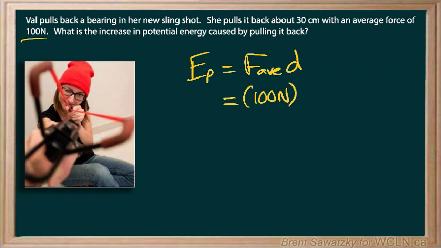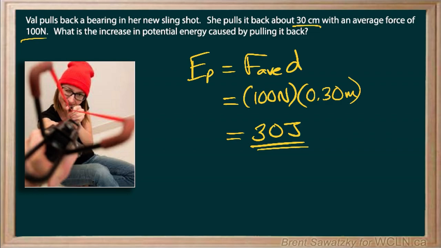And so the average force in this case, we're told, is 100 newtons. And as she pulls back, the elastic is resisting her pull. And so she needs 100 newtons in order to get it moved back, an average of 100 newtons. And then next, we are looking at 30 centimeters. And so we want to convert or move that into meters. And so we could say that's 0.30 meters. And multiply those together, and we end up with 30 joules.